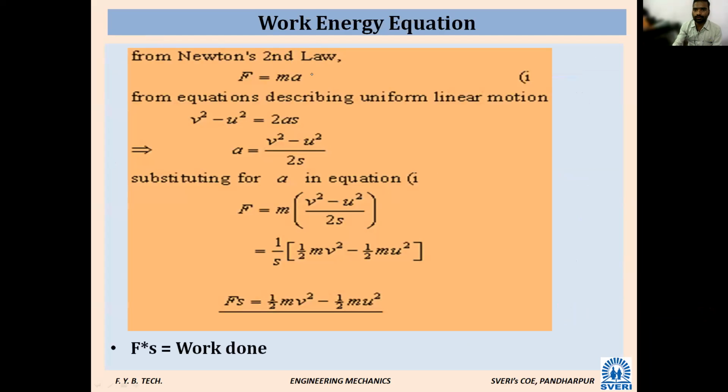You know that F is equal to mass into acceleration, from Newton's second law of motion. From the equation of motion, v square minus u square is equal to 2as, so a is equal to v square minus u square divided by 2s. Again this a is substituted in equation number 1. Taking 2s as common, m is multiplied inside, giving m v square minus m u square divided by 2s, and it is multiplied to the F side.